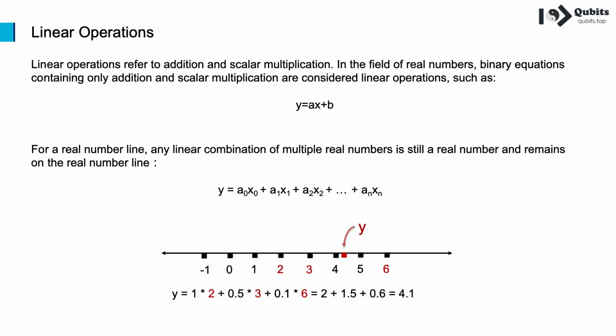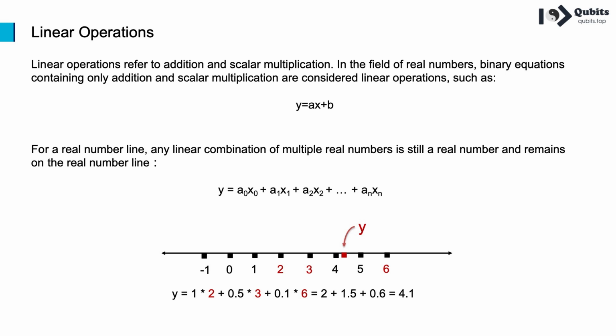Linear operations can be defined as the mathematical operations of addition and scalar multiplication. In the field of real numbers, binary equations containing only addition and scalar multiplication are considered linear operations. For a real number line, any linear combination of multiple real numbers is still a real number and remains on the real number line. Linear operations on matrices include matrix addition and scalar multiplication.